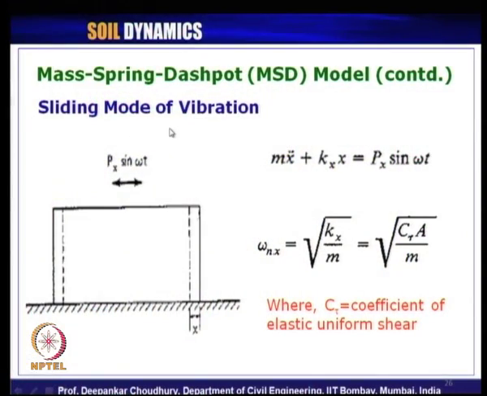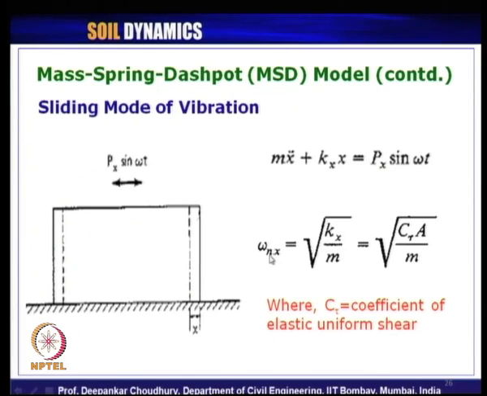Coming to next mode of vibration, that is sliding mode of vibration. Now, in the case of sliding mode of vibration, this is the applied dynamic load and sliding displacement is x. So, our equation of motion is for a single degree of freedom system m x double dot plus k x x equals to p x sin omega t. k x is that horizontal stiffness, which can be calculated as C tau A.